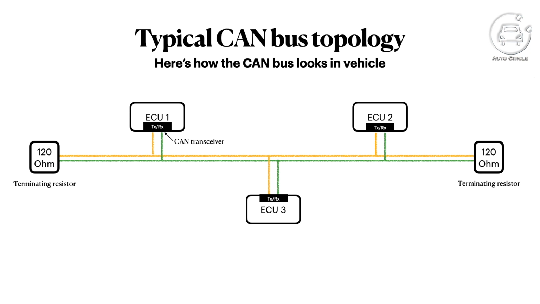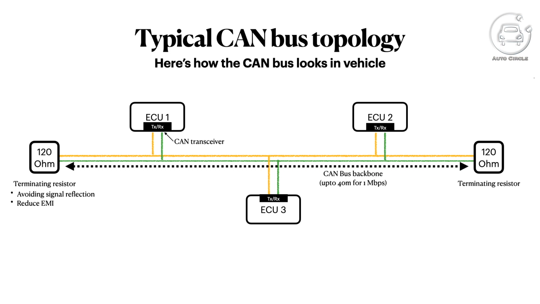The main purpose of terminating resistors is to avoid signal reflection and to reduce the EMI in the CAN bus. The CAN wiring running from one terminating resistor to another is called the bus backbone. Based on the protocol, this backbone has a maximum length of 40 meters for 1 Mbps communication. The distance of each ECU from the backbone is called the stub length. The restriction on the stub length is 0.3 meters.